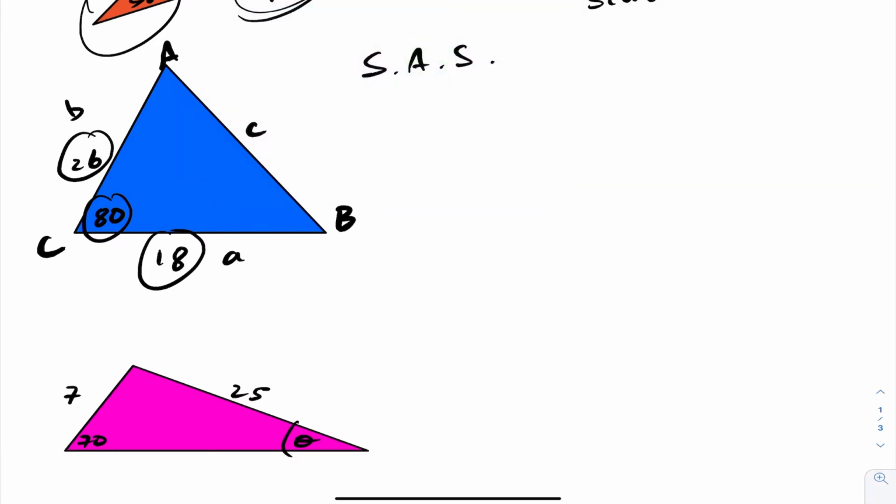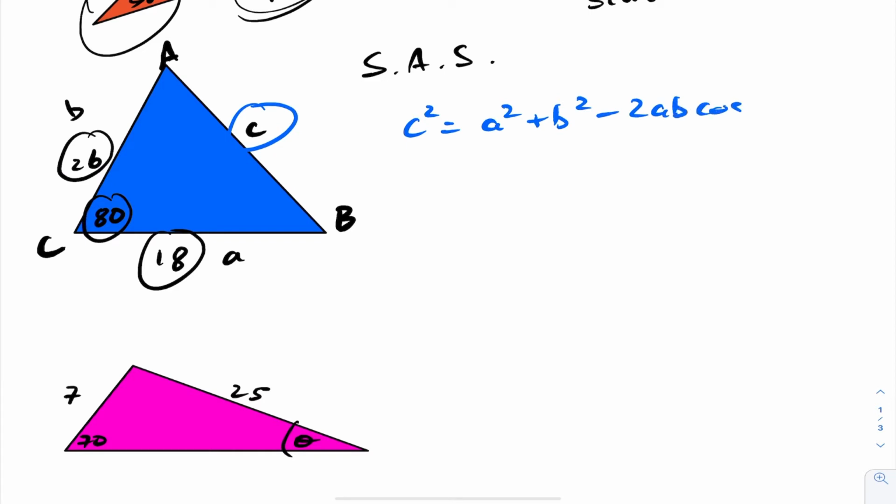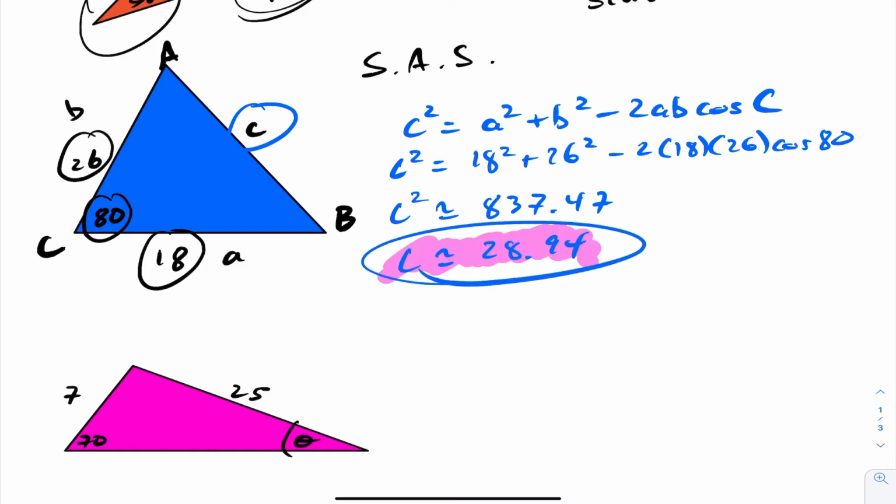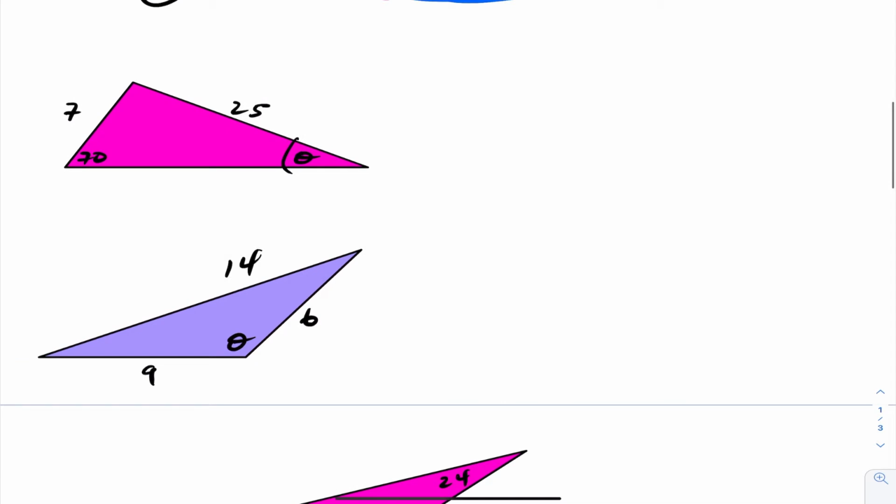And when I go ahead and solve this, we get what? Well, I'm looking to solve for c, so my equation is going to be c squared is the sum of the squares of the other legs minus twice the product, cos of capital C. So sub in what we have: 18 squared plus 26 squared minus 2 times 18 times 26 times the cos of 80 degrees. Punching that all in my calculator, we get approximately 837.47. And taking the square root of this, we get 28.94.